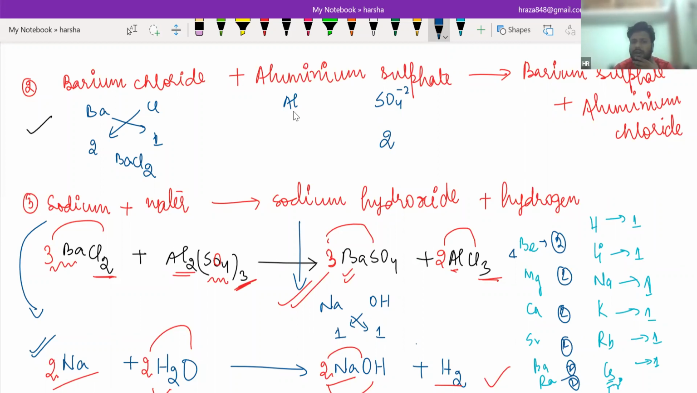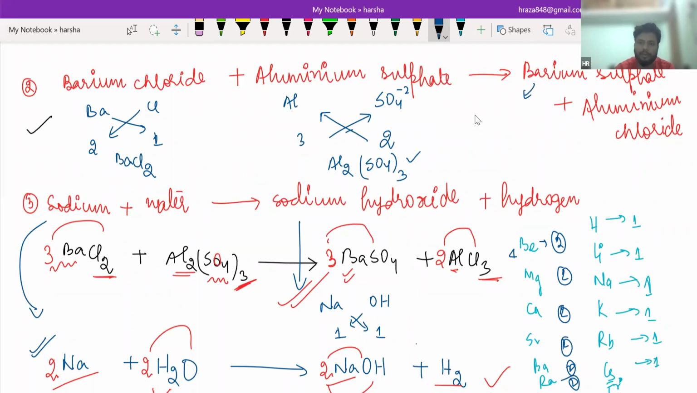And do you know what is the valency of aluminum? Just look at your copy and see. Sir, 3. 3. Very good. 3 it is. So I'm going to cross multiply it. It will be Al2(SO4)3, since this 3 is going to multiply SO4, that's why I'm taking it in the bracket.